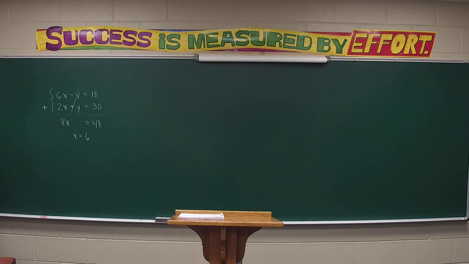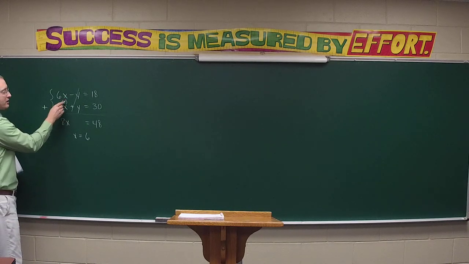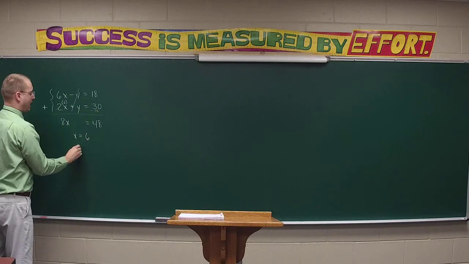And Abby? Into the 2x. All right, so we plug it in here. Of course, 2 times 6, 12. And since it's a positive 12, we'll move it over as a negative 12 to get y is equal to?